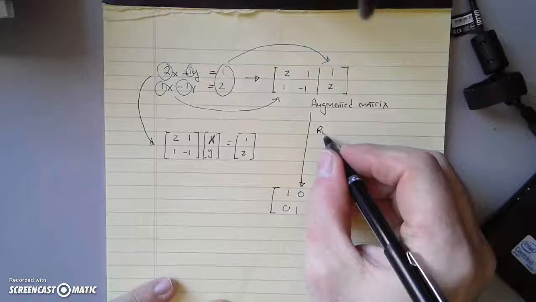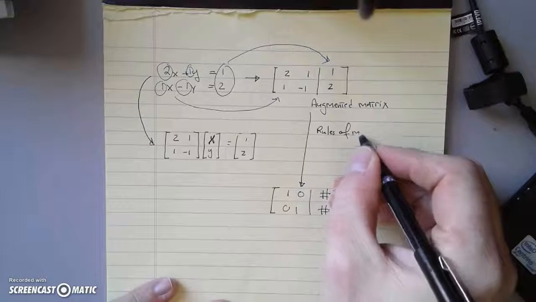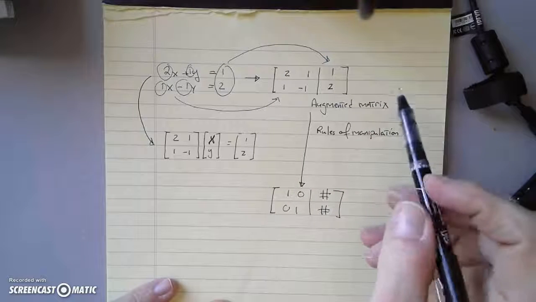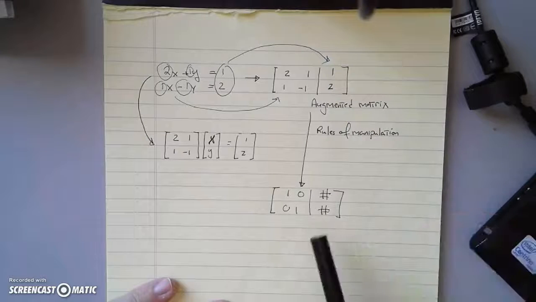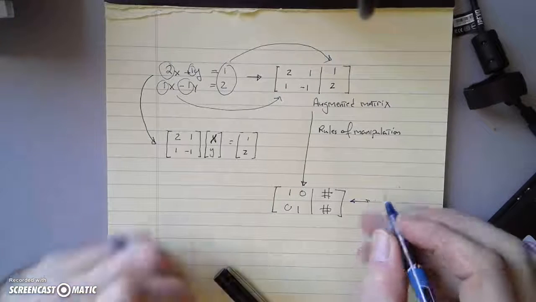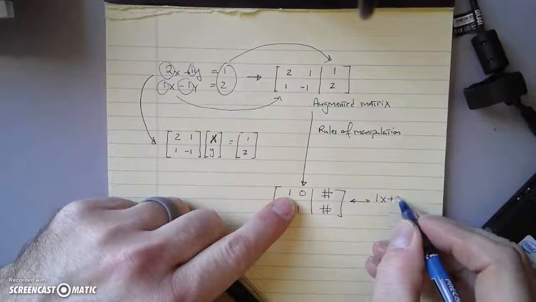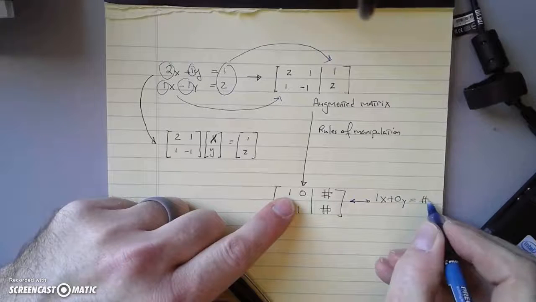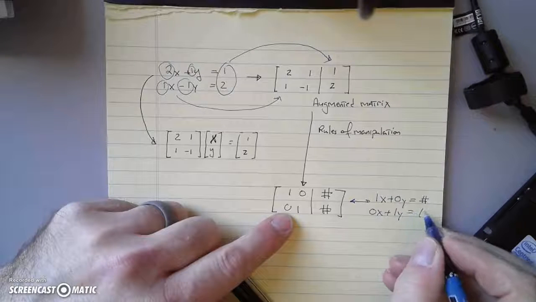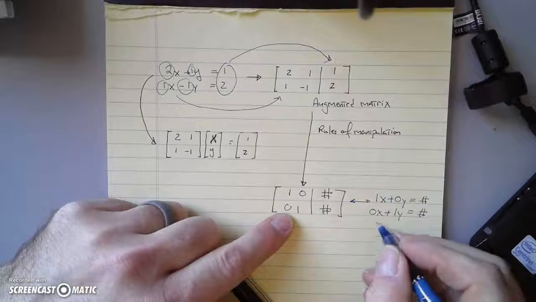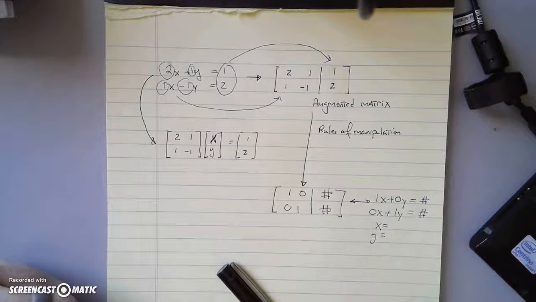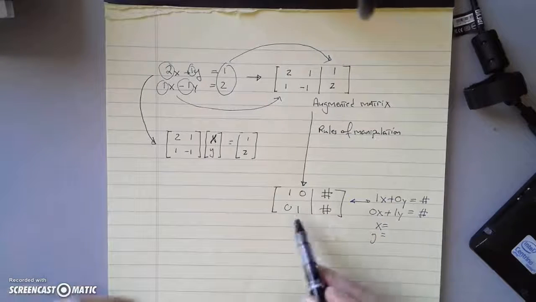So there are rules of manipulation that allow us to go from here to here. And what is this? Well, this represents 1x plus 0y equals a number, and 0x plus 1y equals a number. Well, what's that? That's just x equals something, y equals something. That's the goal of solving these equations, is to reduce it to the answer. So this is what we're looking to do.